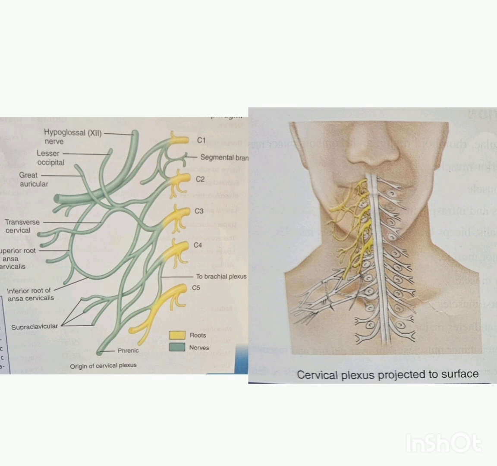And this contracts the diaphragm. Segmental branches are from C1 to C5, and this distribution is for the deeper muscles of the neck.